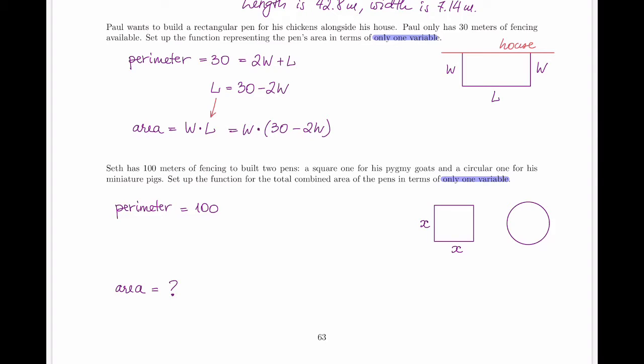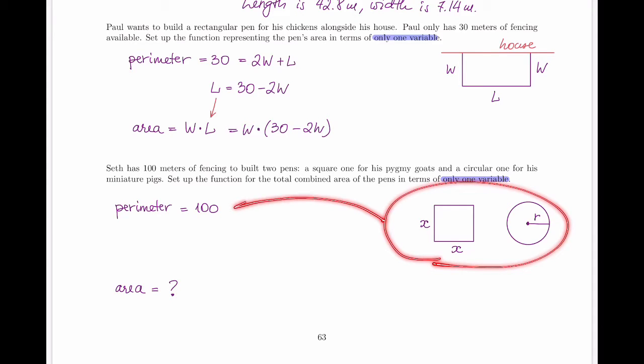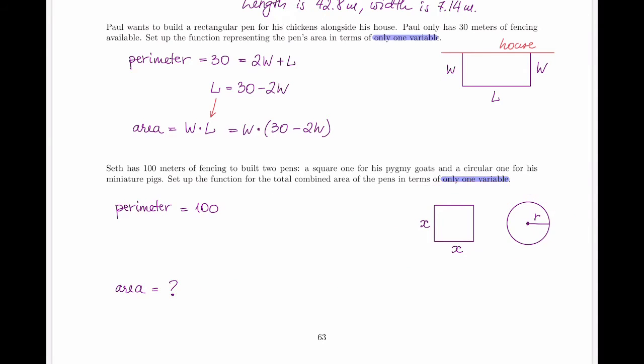A parameter that describes a circle well is its radius. So I'm going to use the radius as the dimension of the circle here. And now that I have that, I'm going to use these variables to write down what my total perimeter is, and then to write down what my total area is.